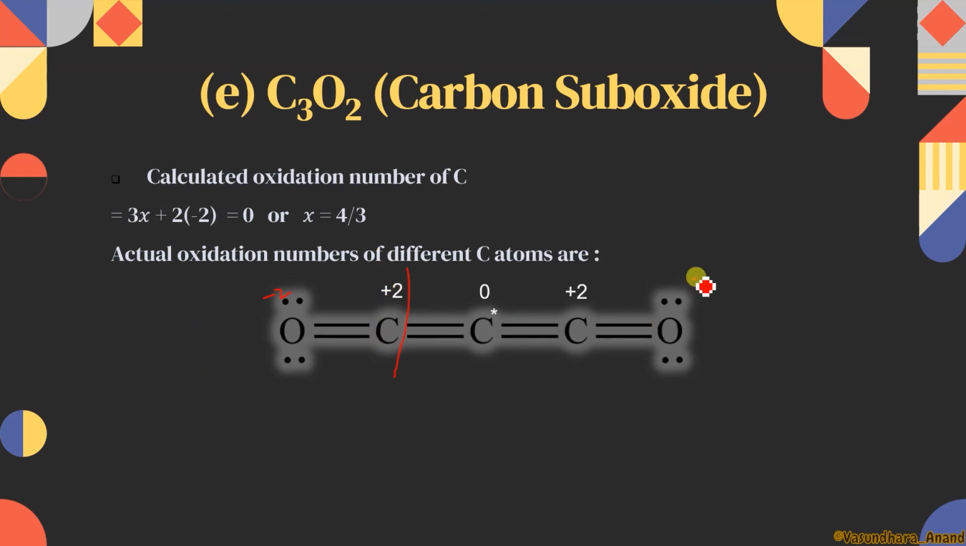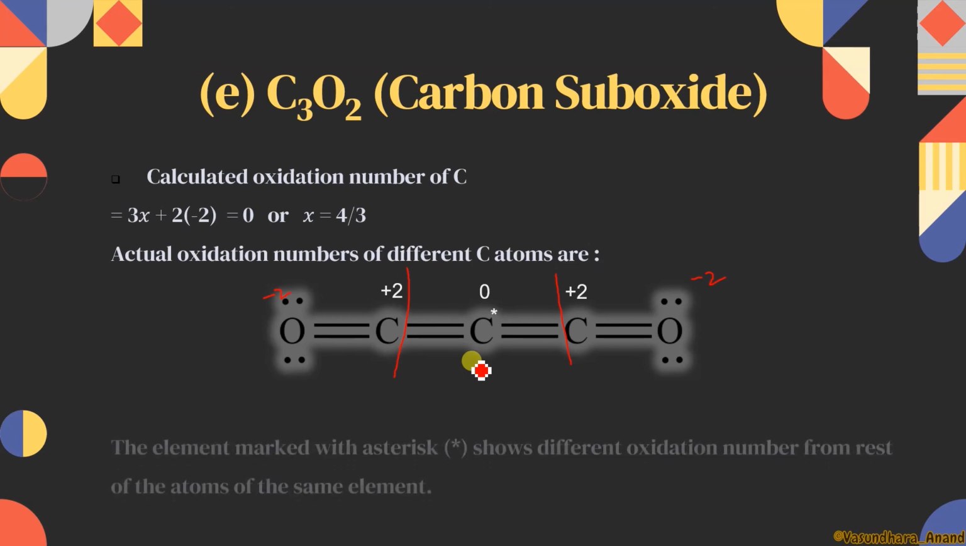Similarly, this is minus 2, so this will have plus 2. Now this becomes 0. So obviously the center one is again 0. Then only the whole compound will be in the 0 state. So here we can say that the 2 carbons are in plus 2 state, while the middle carbon is in 0 state. Clear?